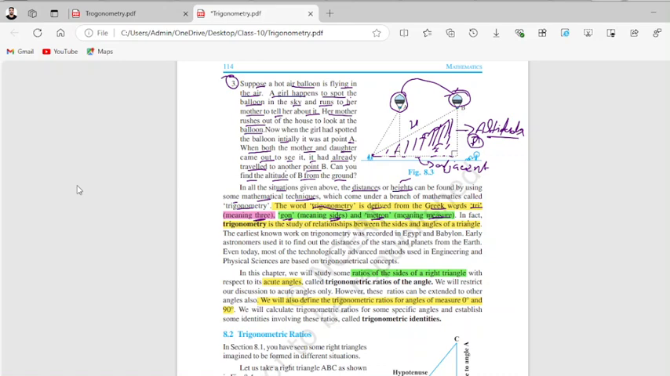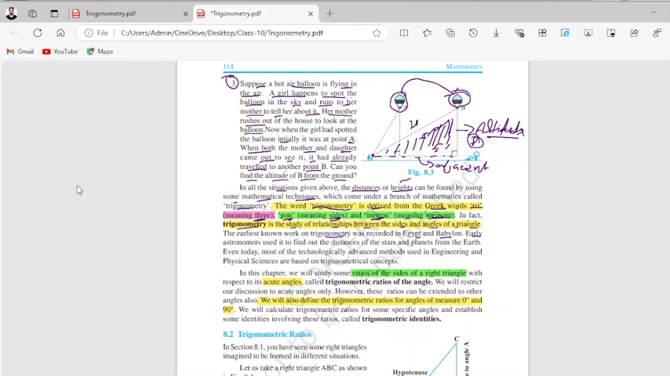In fact, trigonometry is the study of the relationship between the sides and angles of a triangle. The earliest known work on trigonometry was recovered from Egypt and Babylon.